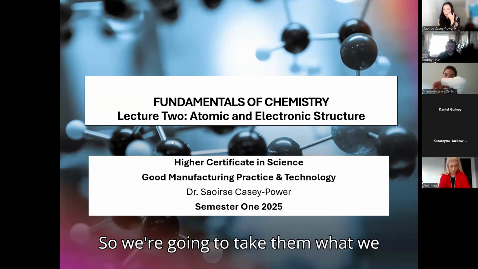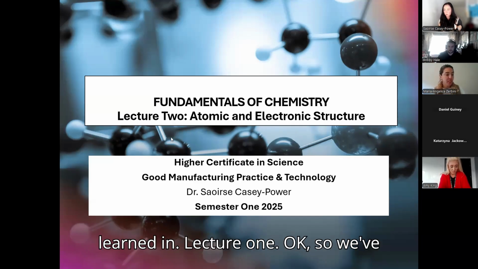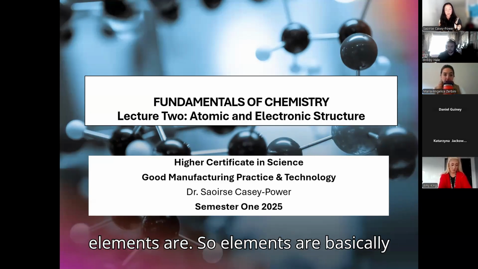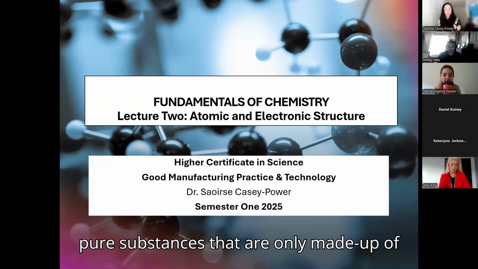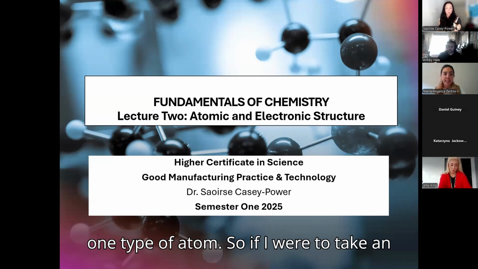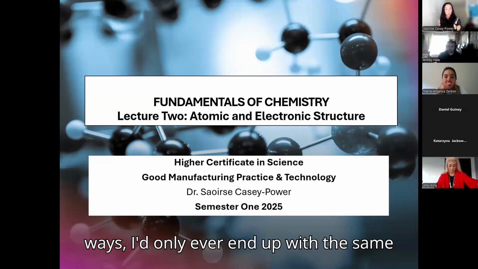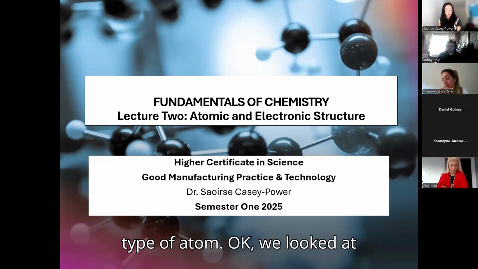So we're going to take what we learned in lecture 1. We've looked at the atom, we've looked at what elements are. Elements are basically pure substances that are only made up of one type of atom. If I were to take an element and split it in multiple different ways, I'd only ever end up with the same type of atom.